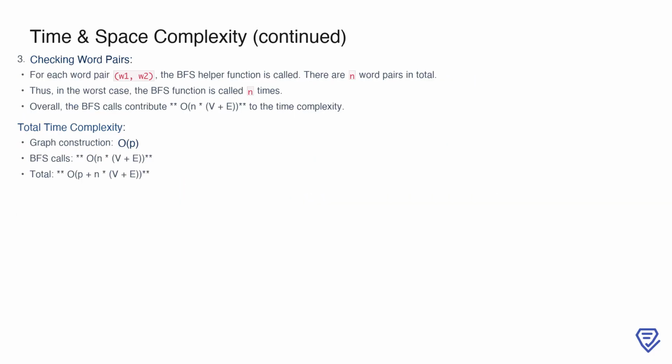Now, let's consider the time spent checking all word pairs. For each word pair, W1, W2, in sentence 1 and sentence 2, the BFS helper function is called. Since there are n word pairs in total, this means the BFS function is invoked n times. In the worst case, each BFS traversal involves visiting all nodes and edges in the graph. Therefore, the contribution of these calls to the overall time complexity is n * (V plus E). When we combine this with the graph construction time of P, the total time complexity of the function becomes P plus n * (V plus E). This accounts for both constructing the graph and performing the connectivity checks using BFS.